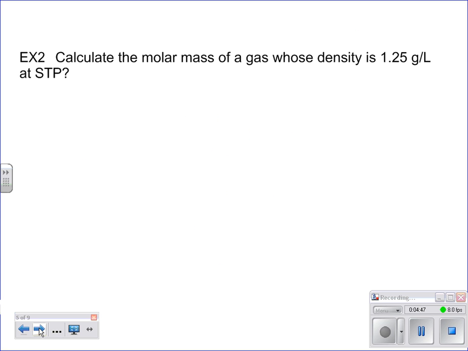Okay, number 2. Here we're looking for molar mass. What units would I get molar mass in? Grams per mole. And we know that the gas has a density of 1.25 grams per liter.